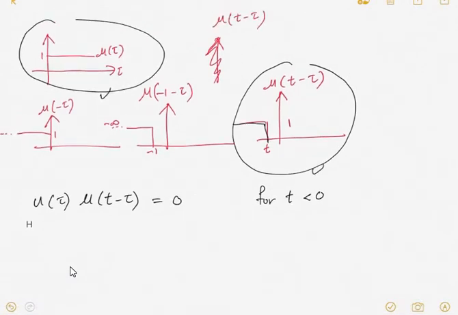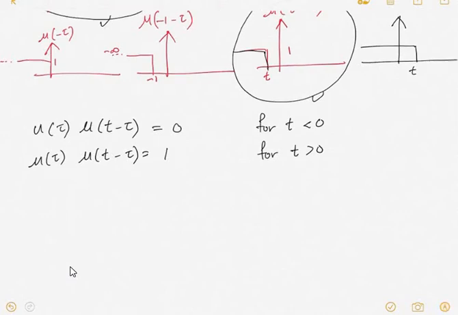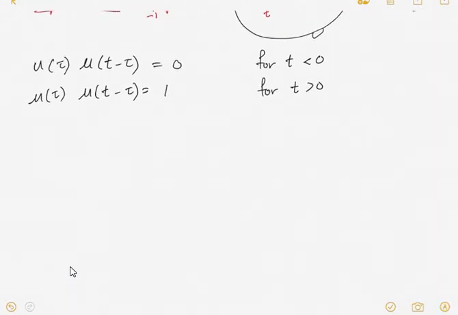Yes, correct. So for t more than 0, this means that we have this one. More than 0, so it's like this. For t more than 0, what is the outcome? Yes, we obtain 1. So now we are only able to find the answer with value for t more than 0.